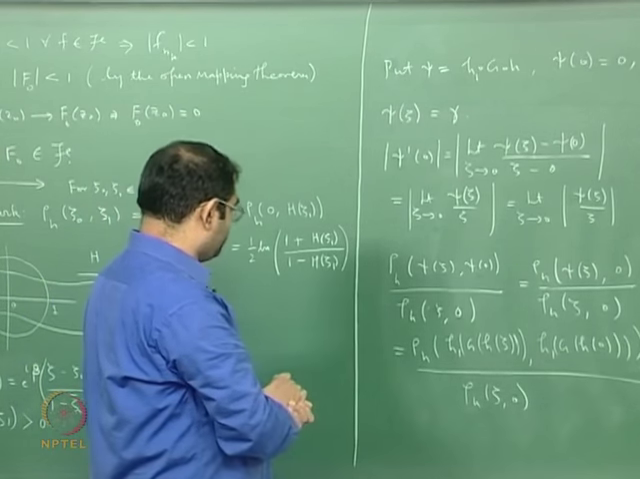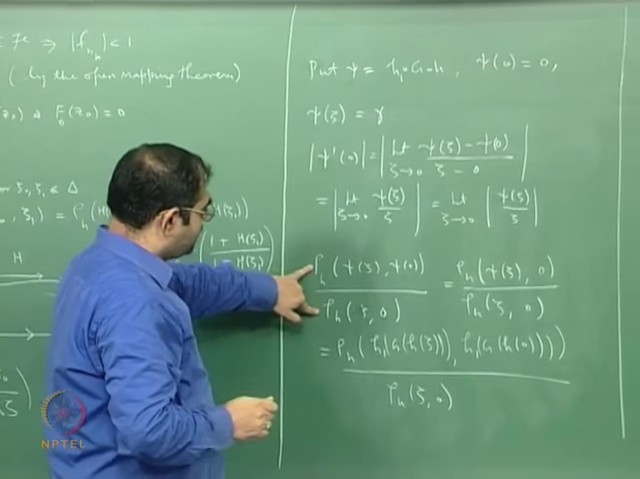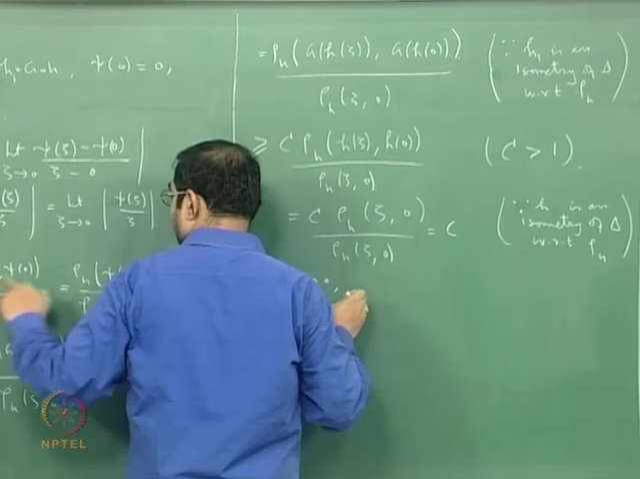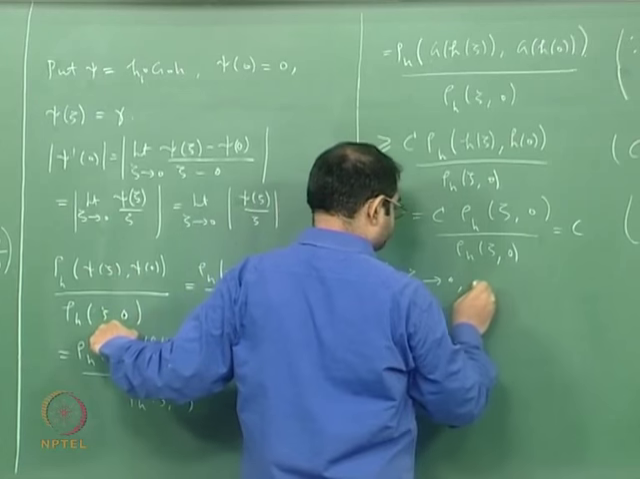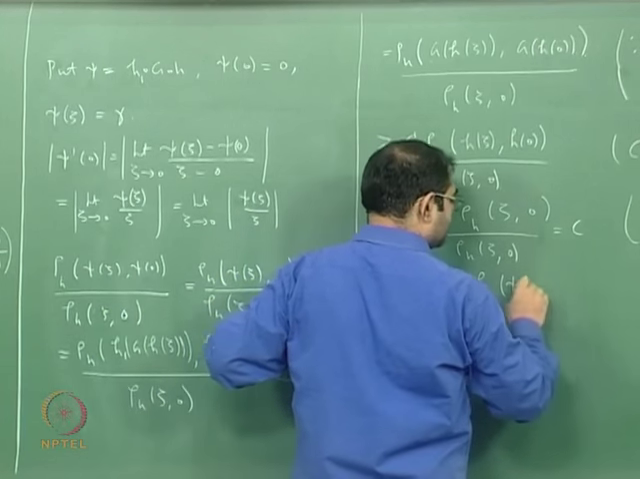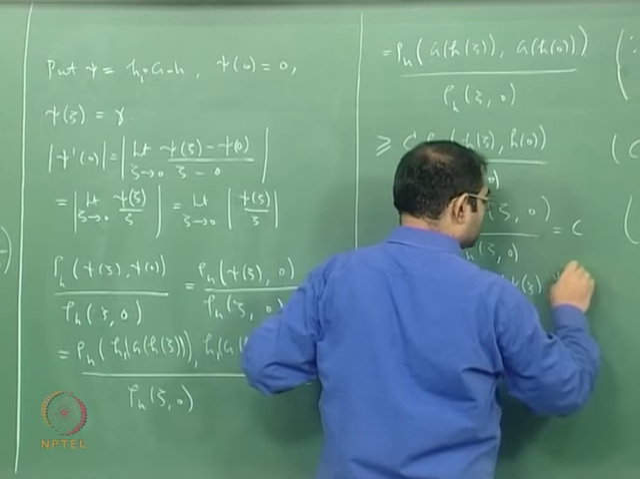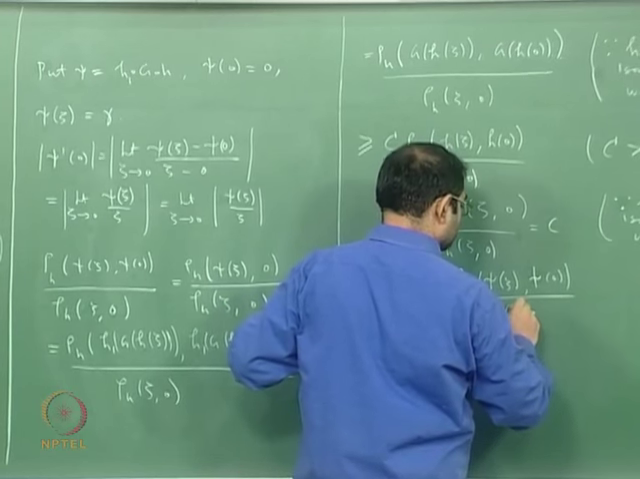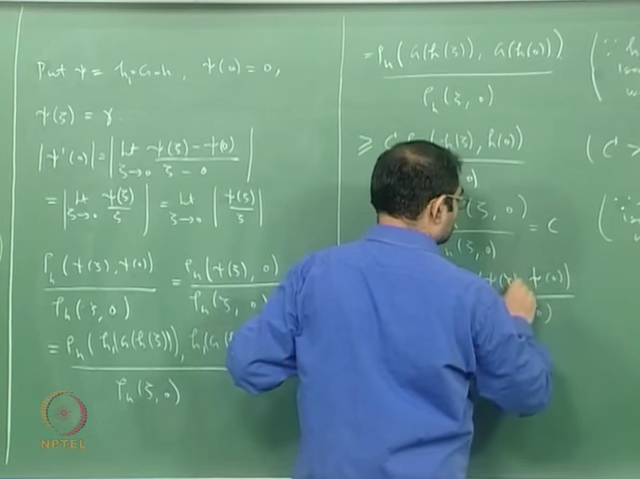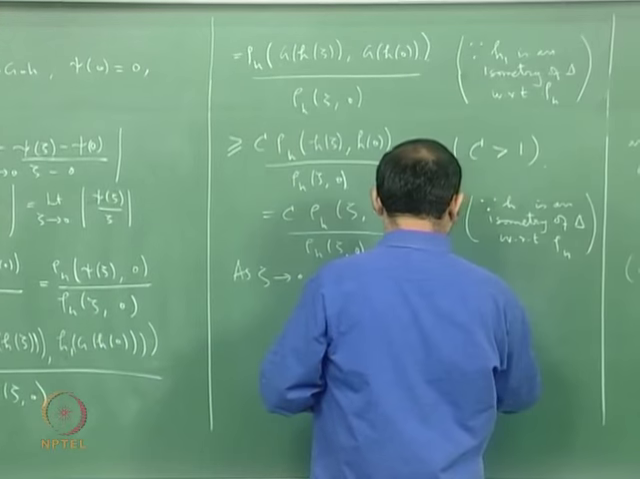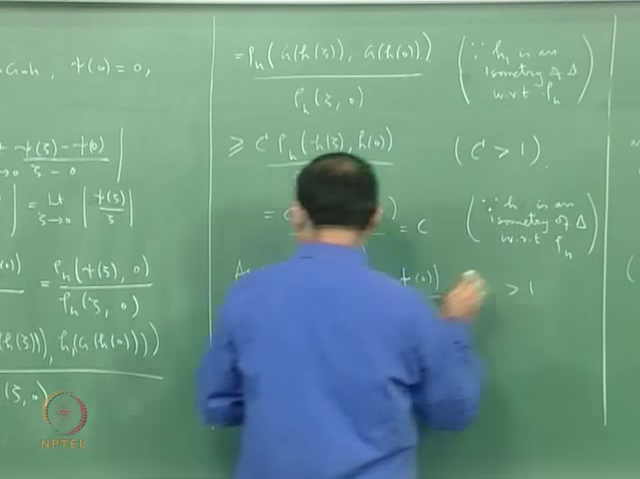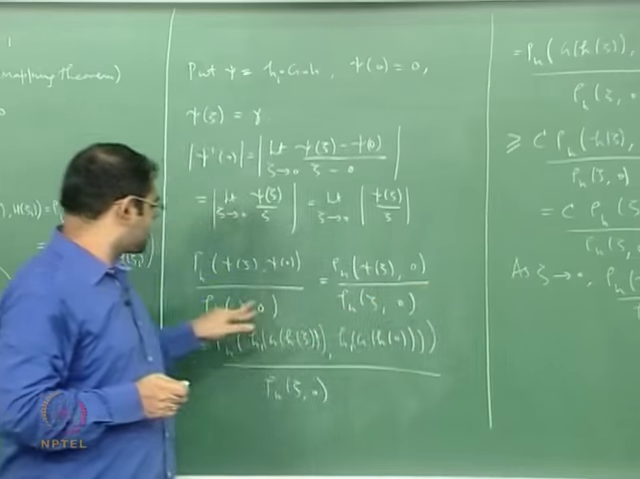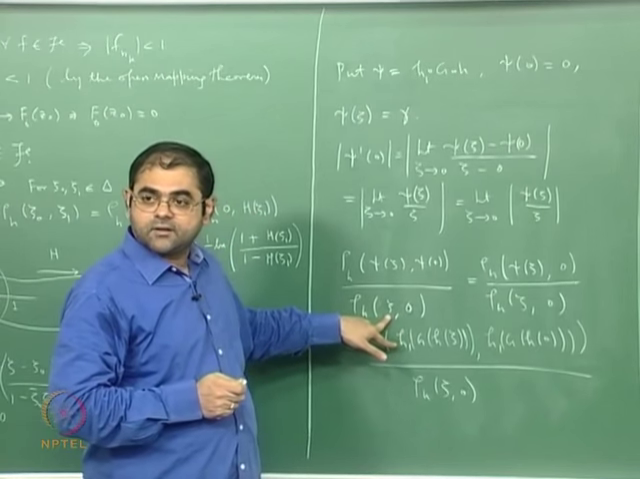So now, I will have to compare this as zeta tends to 0. What will happen is this ratio, rho h of psi zeta, psi of 0, by rho h of zeta, 0, is greater than or equal to c, which is greater than 1. If you combine all this together, this works if you let zeta tend to 0, alright.